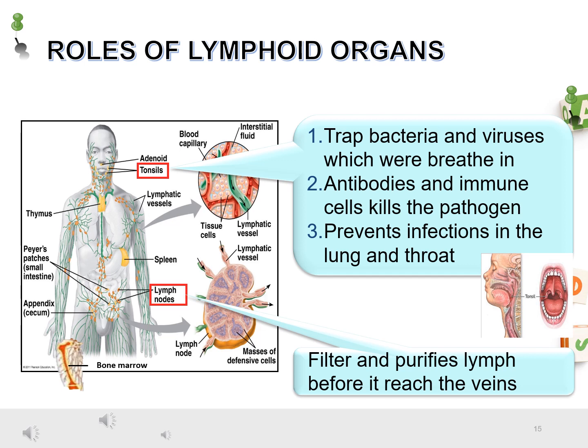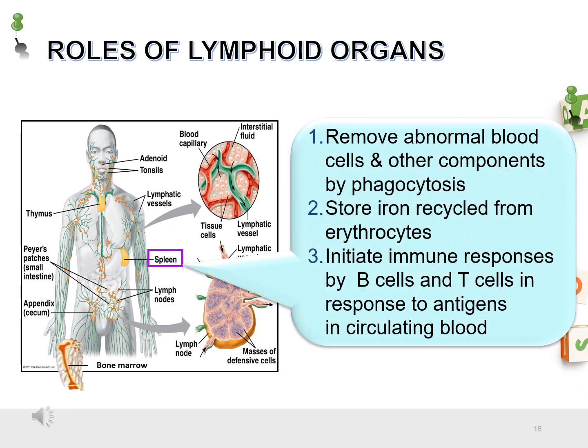Lymph nodes. Lymph nodes are located in regions where they can detect and eliminate harmful intruders before they can reach the vital organ. The role of lymph nodes is to filter and purify lymph before it reaches the vein. The last lymphoid organ is spleen. The function of spleen is to remove abnormal blood cell and other components by phagocytosis. It also stores iron recycled from erythrocyte. Spleen will initiate immune response by B cell and T cell in response to antigen in circulating blood.